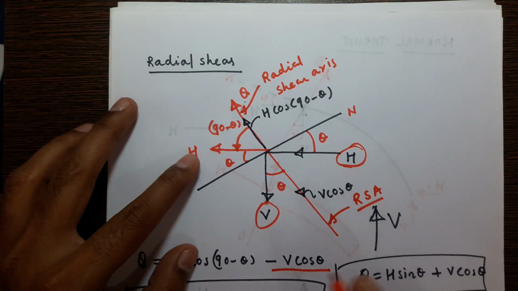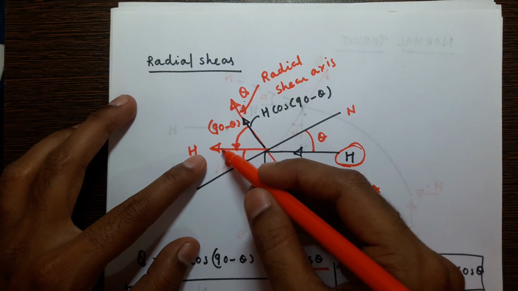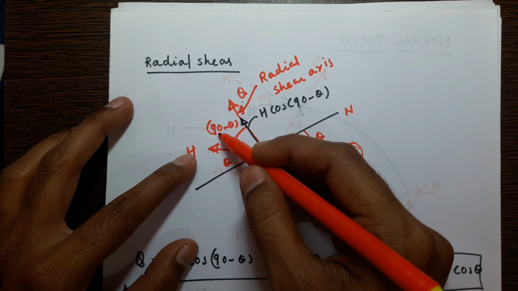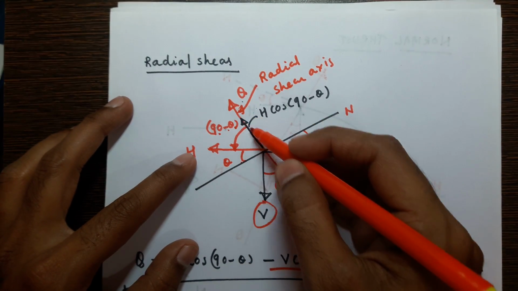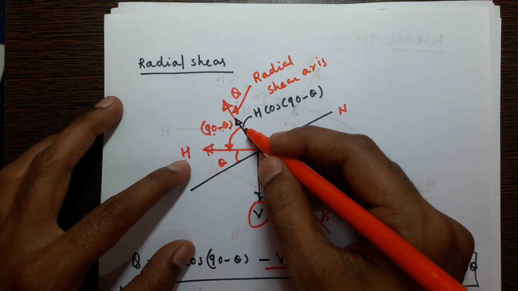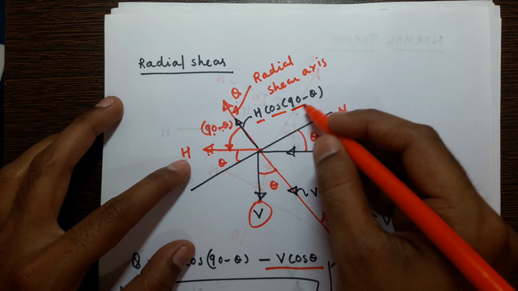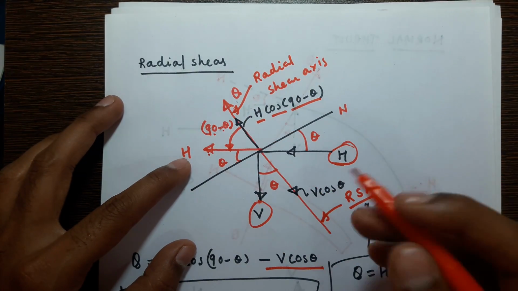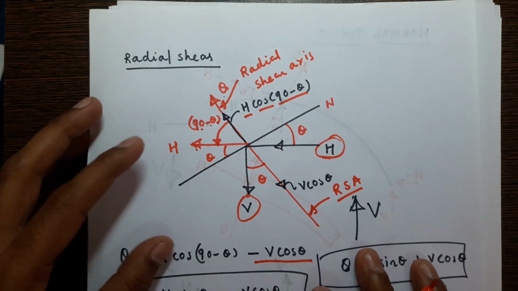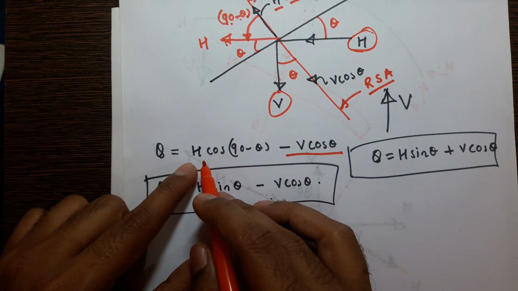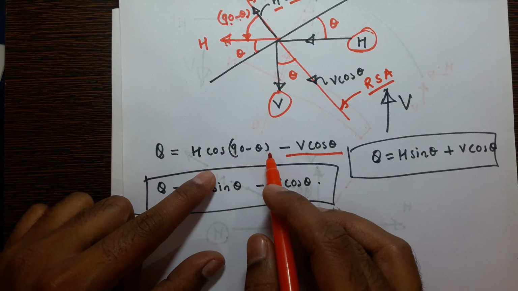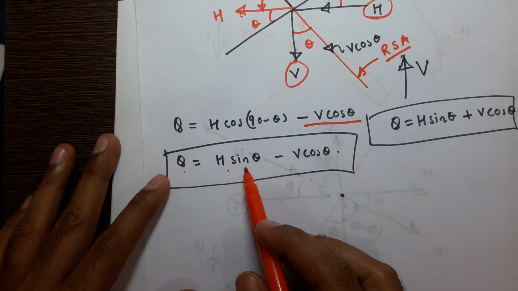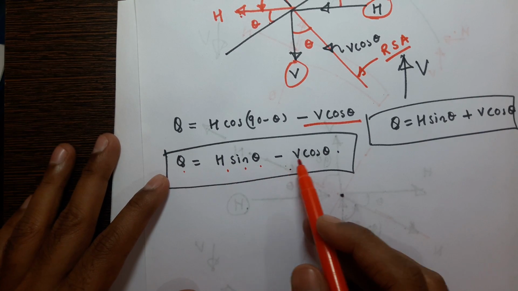Now see here, H makes angle theta with the other axis, so this will be 90 minus theta. So H is inclined at 90 minus theta with respect to the radial shear axis. The resolution of H will be H cos(90 minus theta) along the radial shear force, not against it, so it will have a positive value. When you rearrange, Q equals H sin theta minus V cos theta.